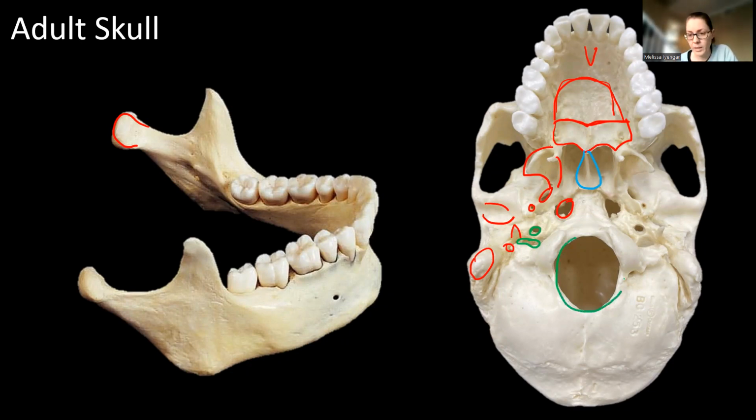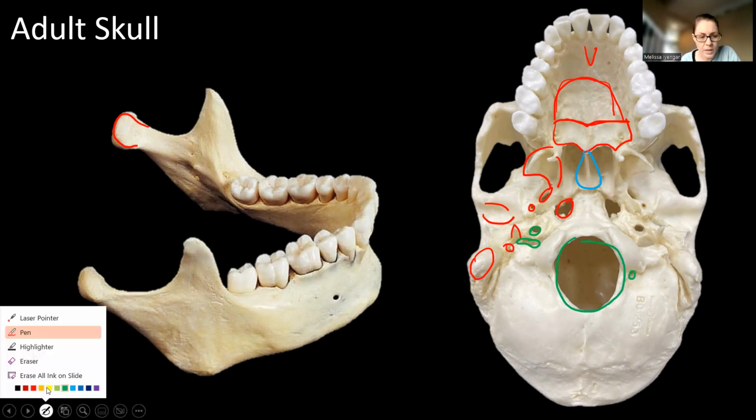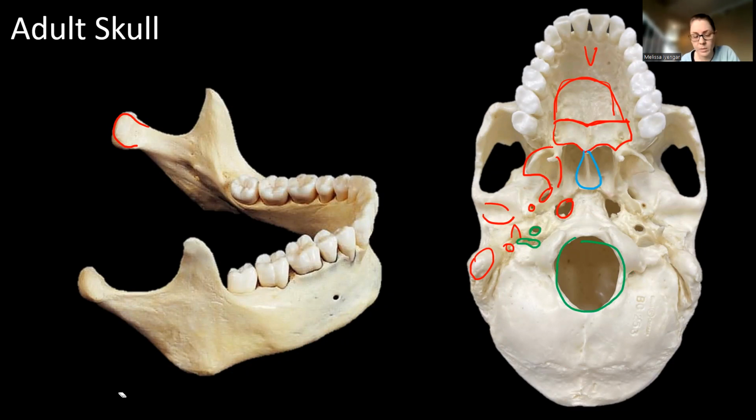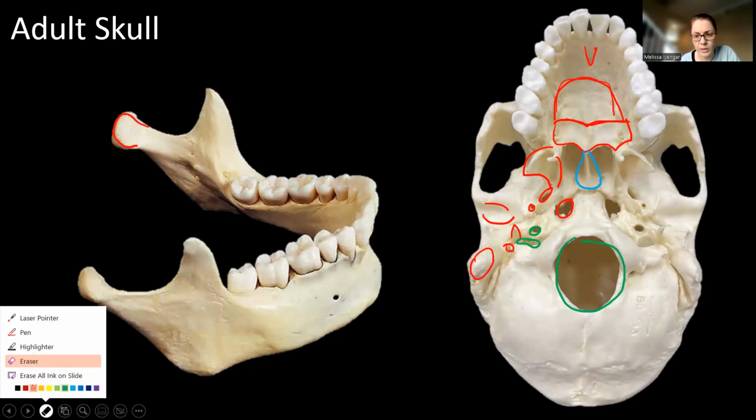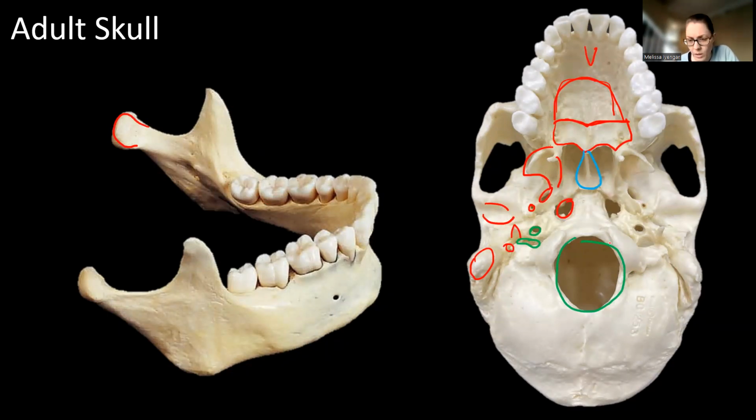Foramen magnum is right here. This is a hole that a lot of people ask me about what it is, and I'm not entirely sure. Actually, the hypoglossal canal goes underneath this part. That part is the occipital condyle where the atlas sits.